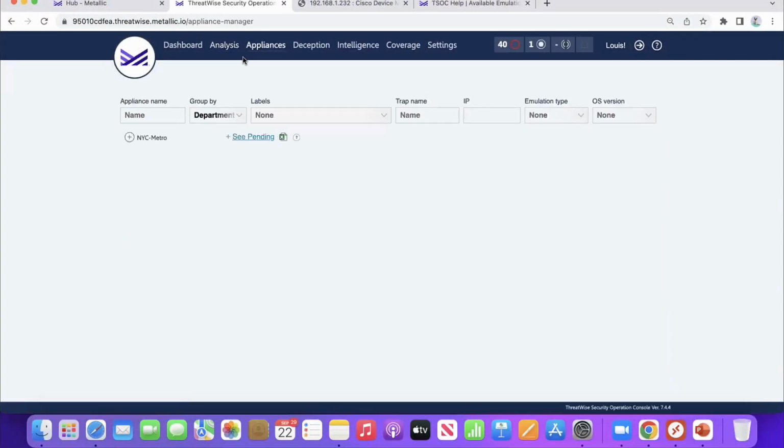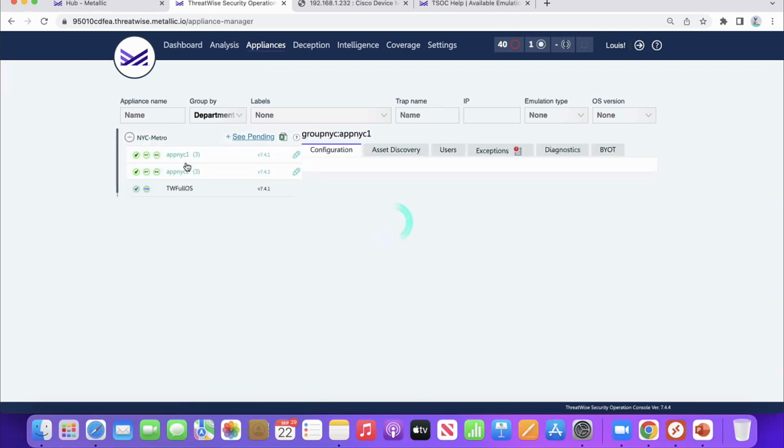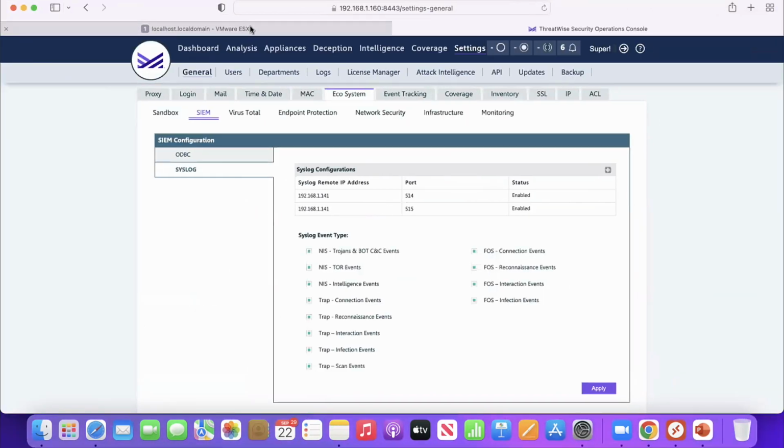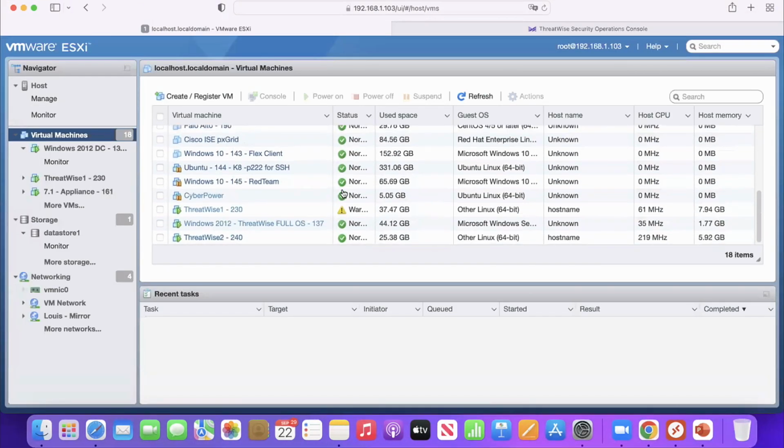Did someone have a question? That appliance is just a virtual appliance. Correct, it's a VM. So you can see here, I have 3 appliances, 1, 2, and 3. They're all virtual appliances. In fact, you can see here App NYC1, App NYC2, and I prepared everything, no smoke and mirrors. There's ThreatWise 1, ThreatWise 2. These are my 2 virtual appliances right here. They're sitting in my ESXi environment, no different than they would be sitting in a customer's ESXi environment.